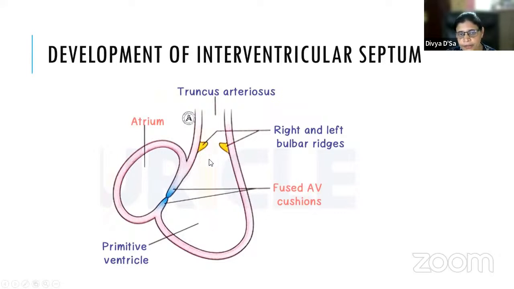Primitive ventricle, and this is the truncus arteriosus part. This is the bulbar part and the truncus arteriosus part. So in the bulbar part of the primitive heart tube, 2 ridges will be formed, that is the right and left bulbar ridges.